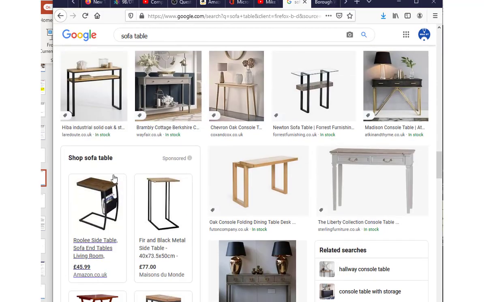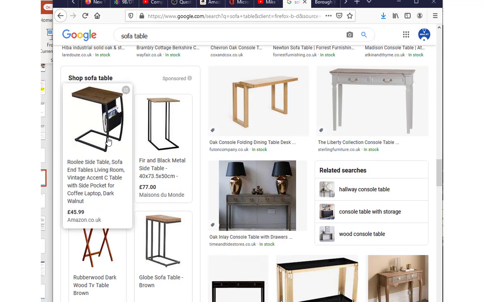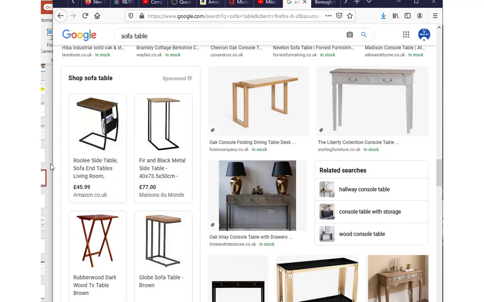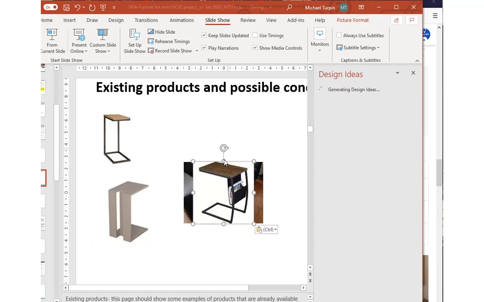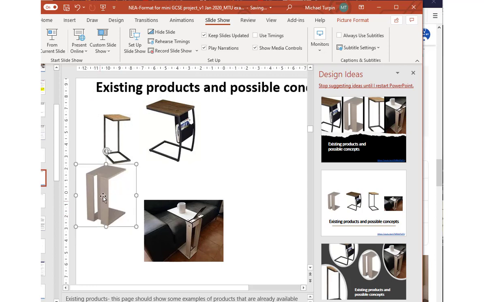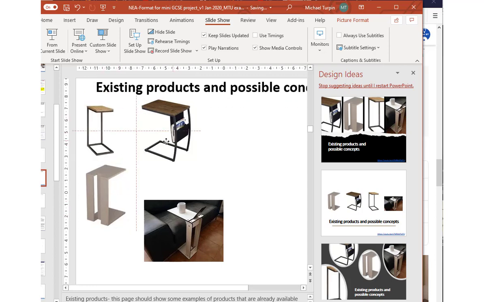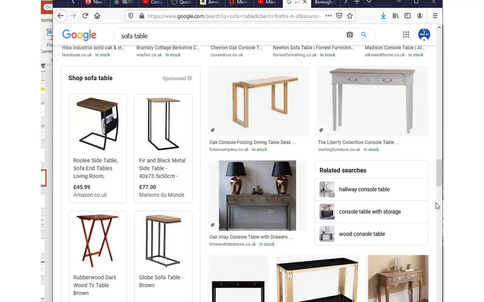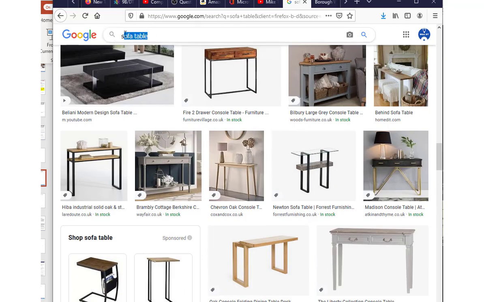Let's have a look at what else we find, just on first search. Right, there's one with a magazine holder on it, I like that. That's different. The problem with these, they're all a bit samey, aren't they? So rather than just go, yeah, let's get a bunch of things and it's a table that sticks under the sofa, let's have a look for an alternative. Now again, when you're doing your project, this has to be about you having alternative ideas. You don't just search for your solution.